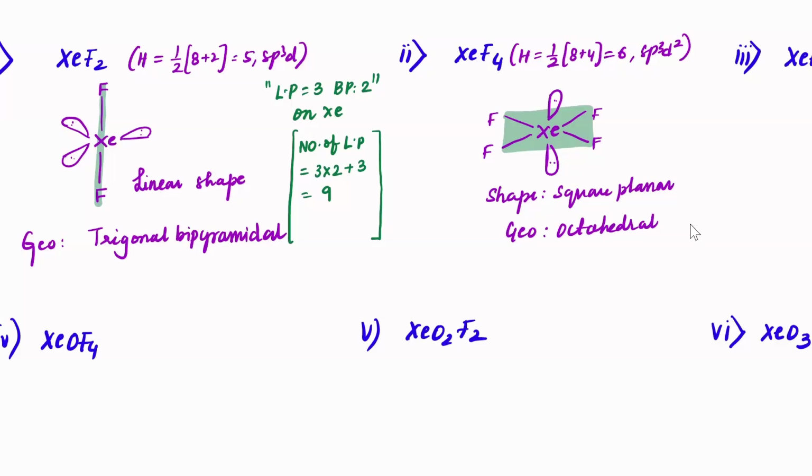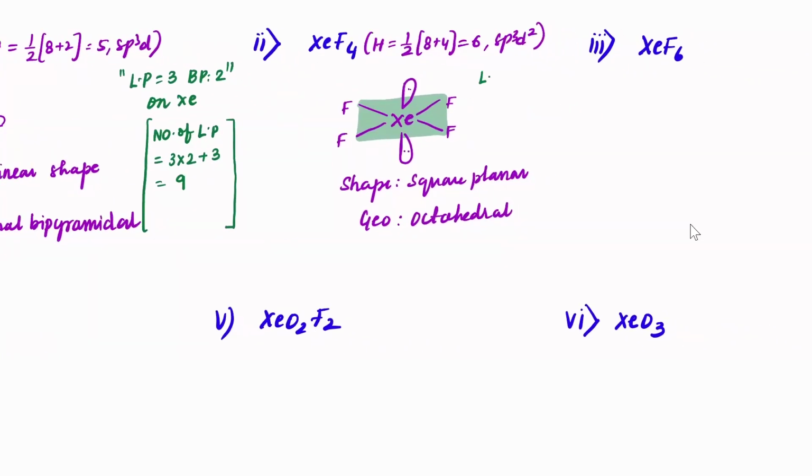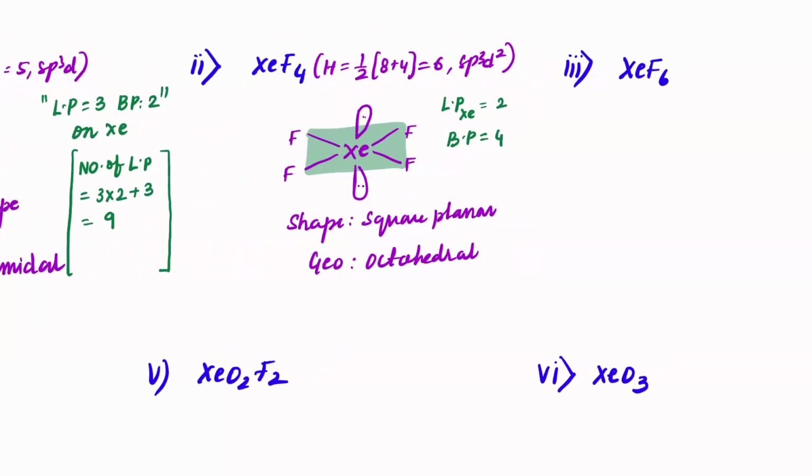Got it? Similarly here also, lone pairs only on xenon, how many we have? 2 lone pairs. Bond pairs are 4. Next is XeF6. If you see this steric number, it is half of 8 plus 6. So that makes it 7, which is sp3d3.